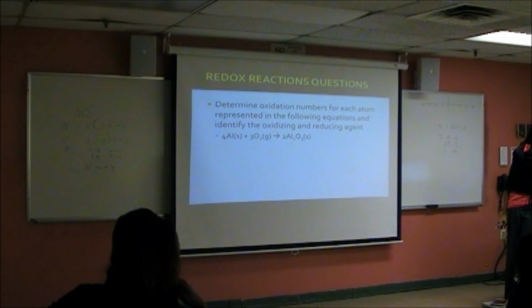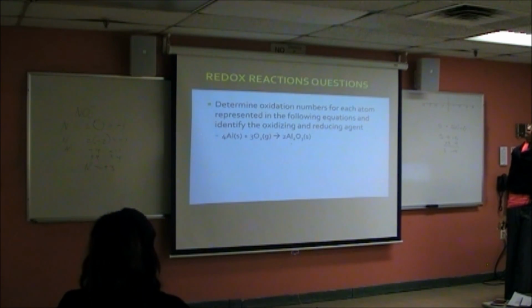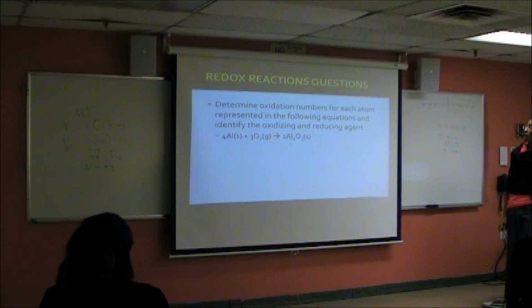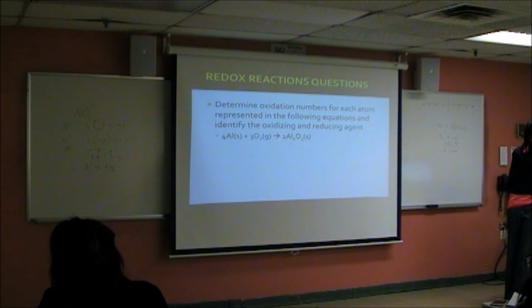Here we have more examples. Determine the oxidation numbers for each atom represented in the following equation and identify the oxidizing and reducing agents. When you're trying to figure out the oxidation numbers, you can ignore the coefficients.